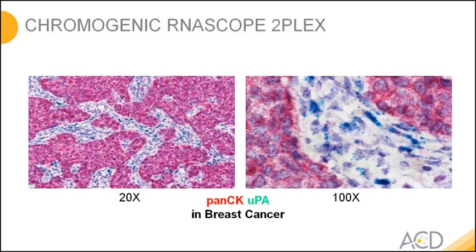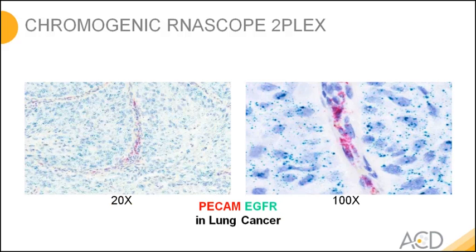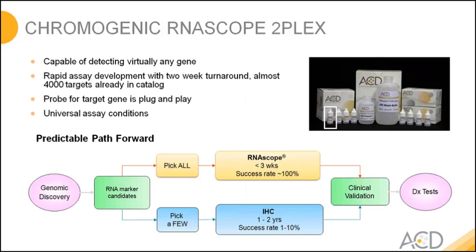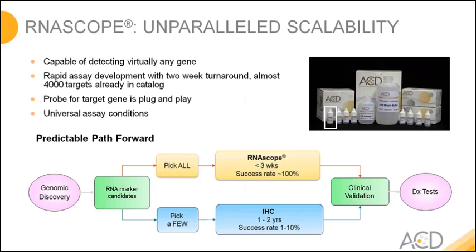I have a second example here that is from lung cancer. Here we stain PECAM in red and the EGF receptor in turquoise. So there were some examples of the technology and how it can be applied.